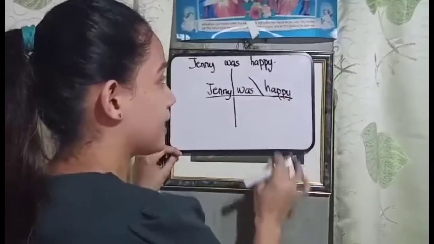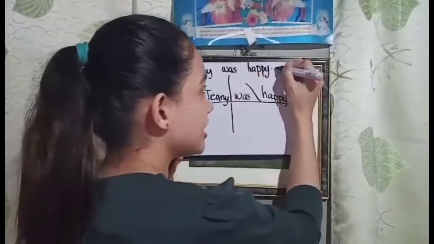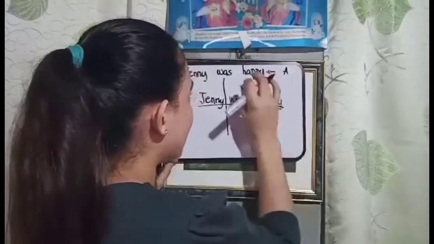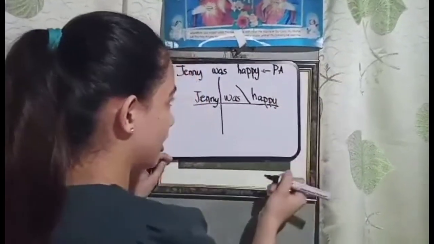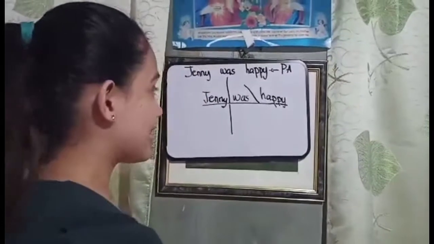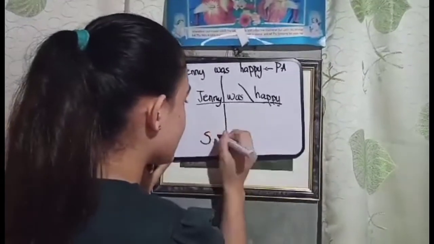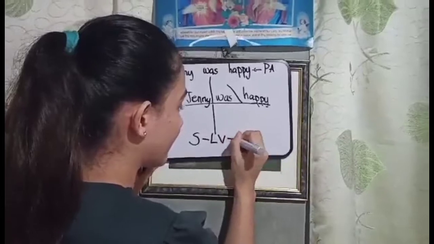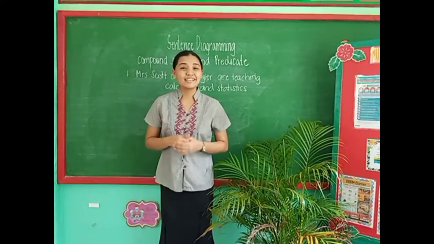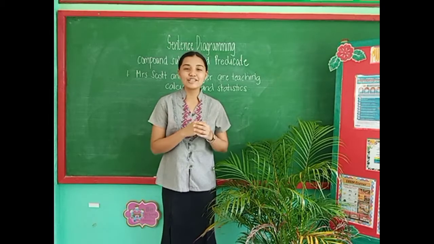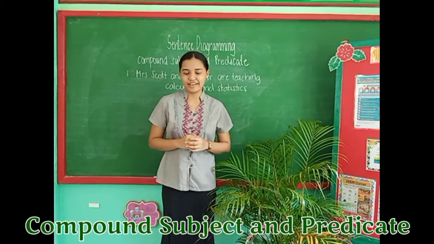Jenny was happy, and since happy is an adjective describing Jenny, this is a predicate adjective. The pattern of this sentence is S, LV, SC. And now let us try to diagram a sentence that has a compound subject and predicate.